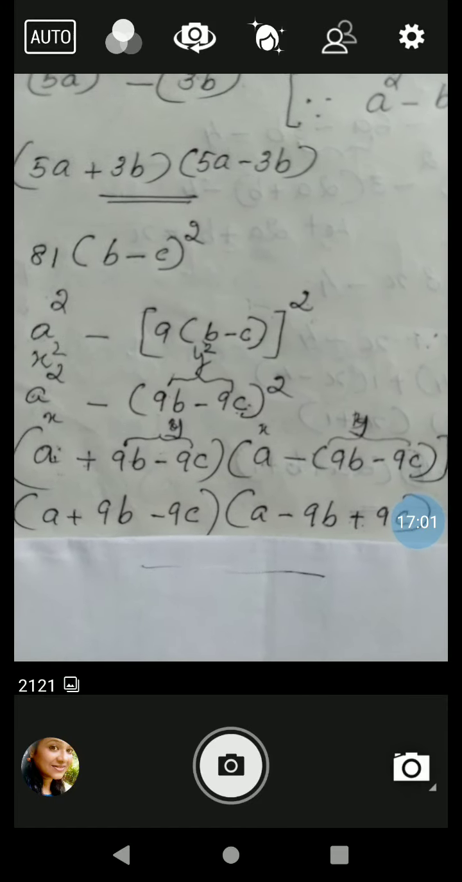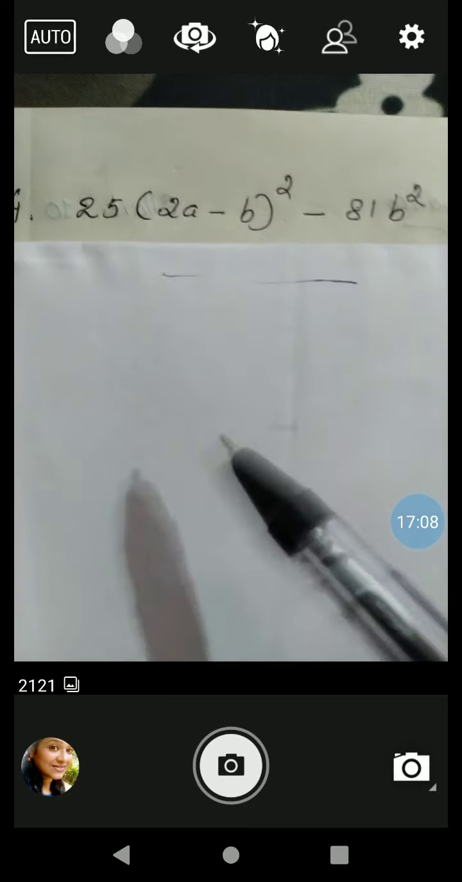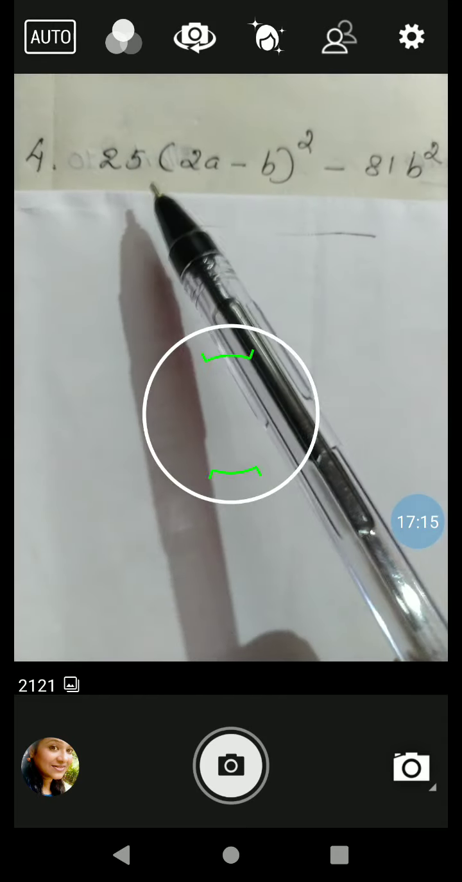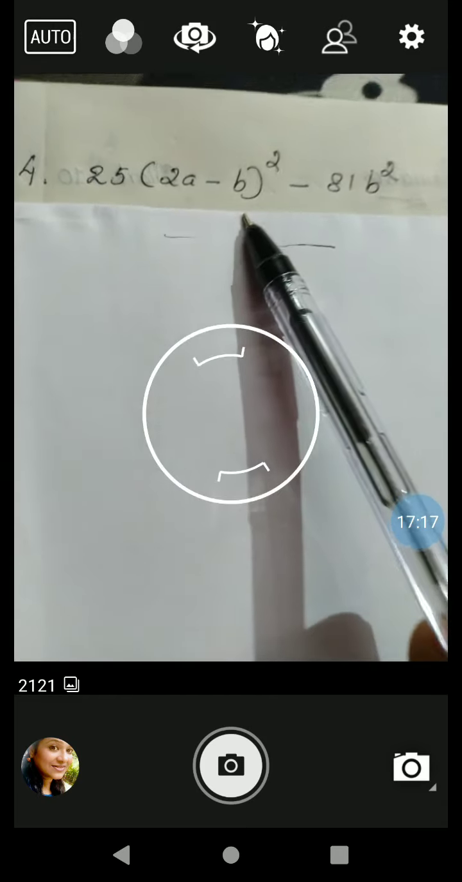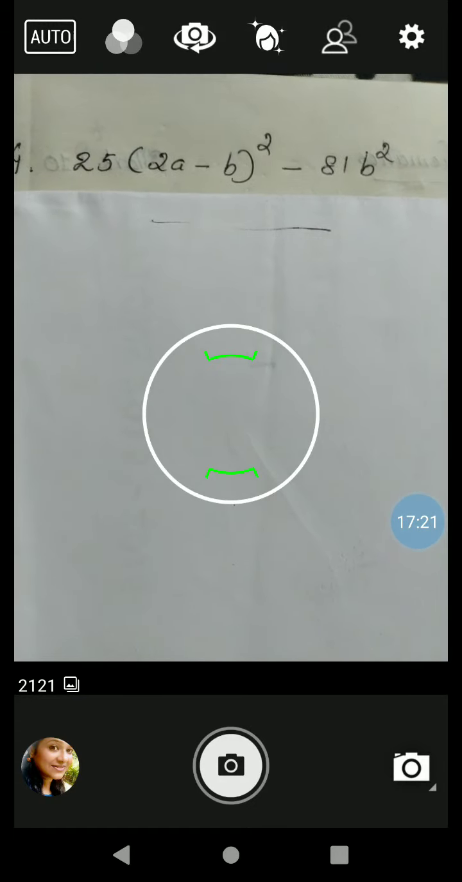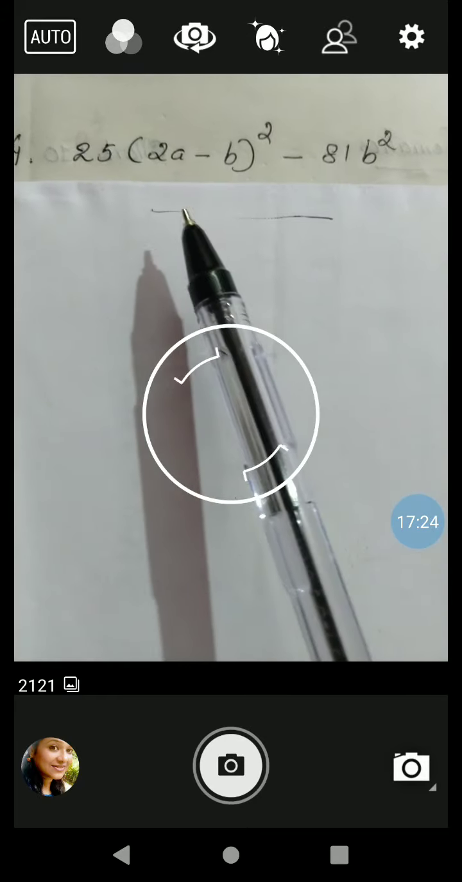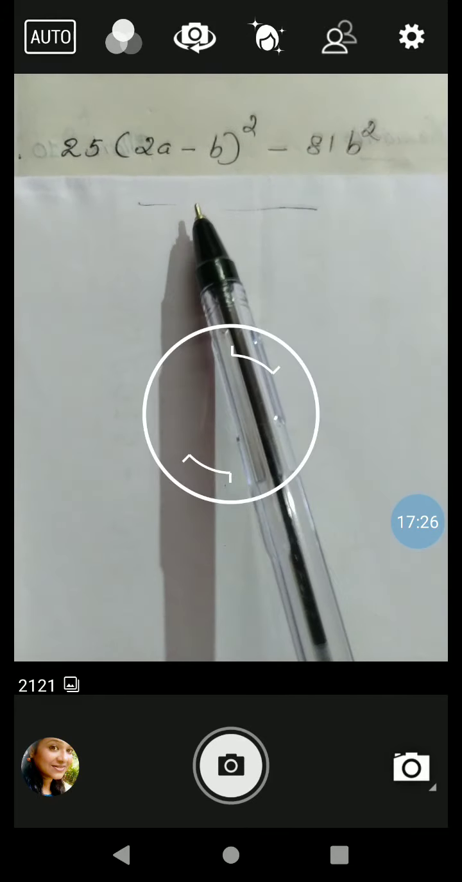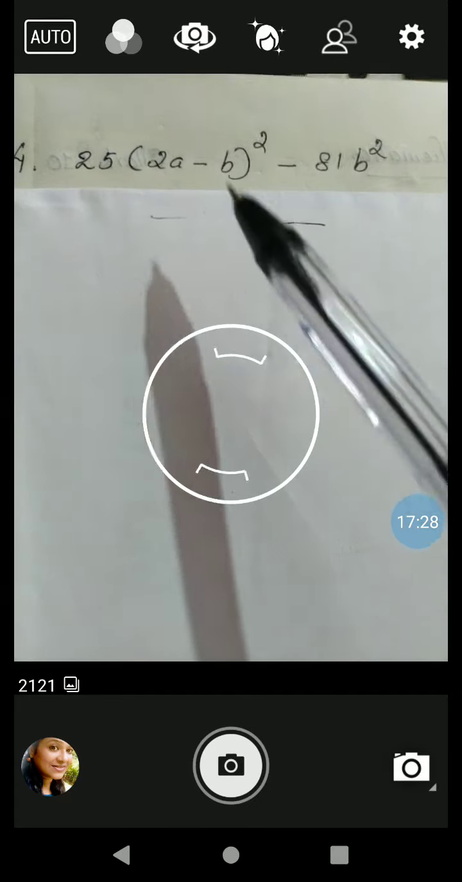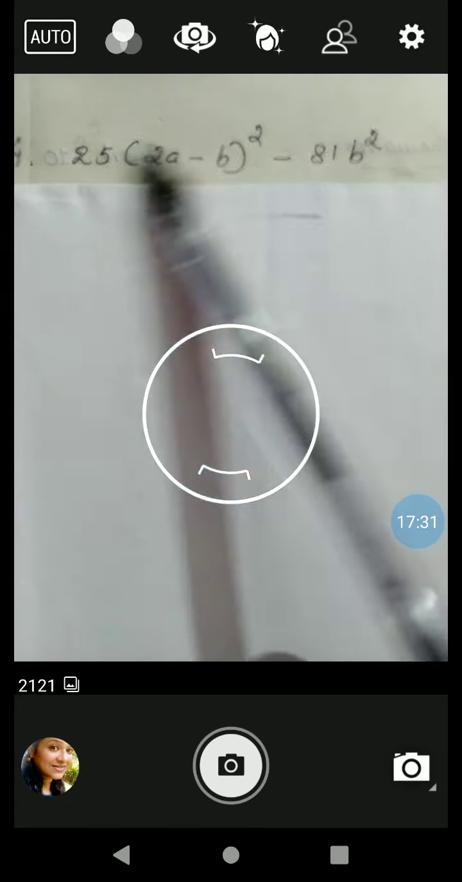Now, we can do one more question, same type. Look here. When you do this question, you should be very careful. 25 into (2a minus b) the whole square minus 81b square. It is also that type 4, that is difference of two squares. It is a perfect square. At the same time, this is also a perfect square.